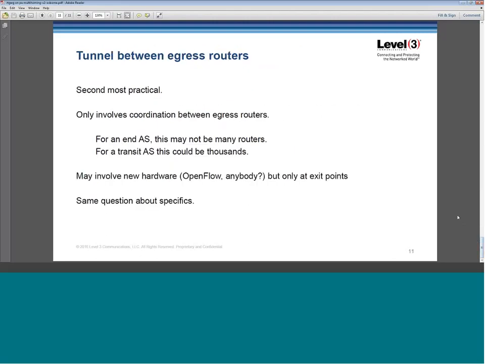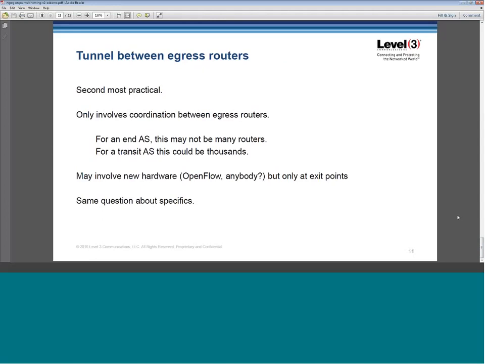So you could tunnel between the egress routers. This was the thing Fred pointed out and said, well, can we make it better? To me, this is the second most practical. If you're going to try to keep some sanctity of PA space and push it as far out to the edge as you can, I think the egress routers have to be the ones to make that decision. This only involves coordination between egress routers, although, of course, again, in a transit provider, egress and ingress are pretty much the same. It could be thousands of egress routers. It may involve new hardware. You could do this with OpenFlow. It is policy routing, right? But only at the exit points. I still have the same kind of question about specifics and the same kind of questions about NAT.